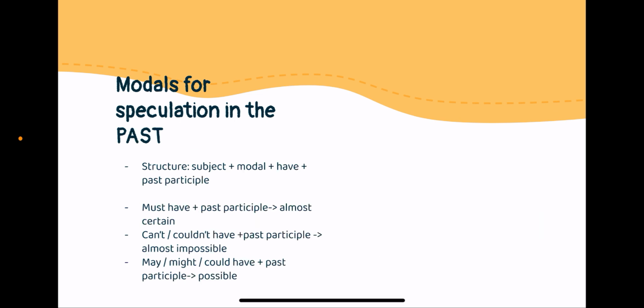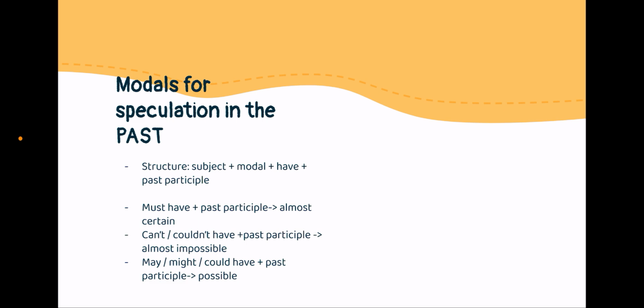So now let's talk about modals for speculation in the past. The structure is first you say the subject, then the modal, then you say have, and the verb in the past participle. And when you use must, can't, couldn't, or may, might, and could, you use them again with the same rules. Must for almost certain, can't and couldn't for almost impossible, and may, might, could for possible. But now you use the structure with have plus the verb in the past participle.